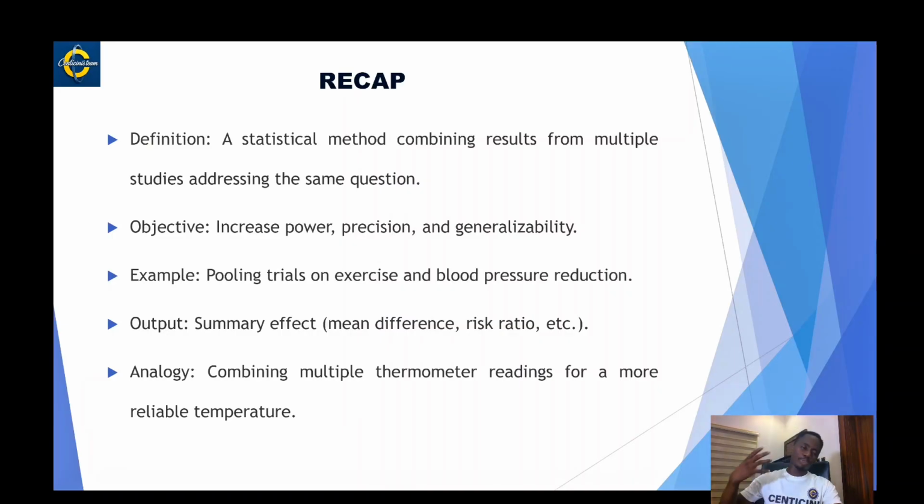Just picture it that we want to answer a broad question, but we need small studies that are numerical to address that question.